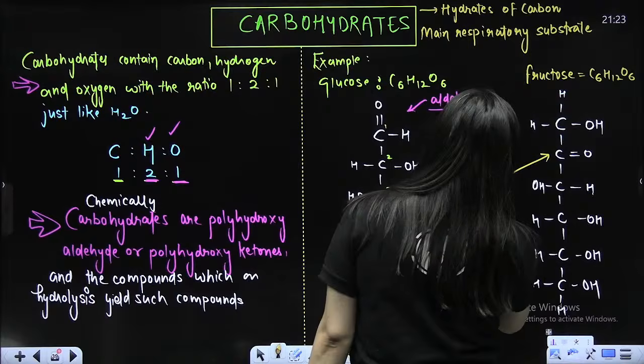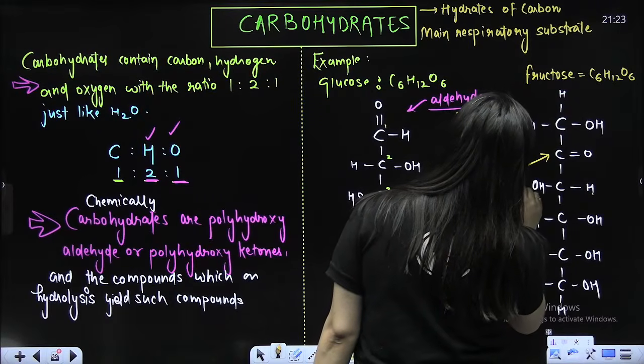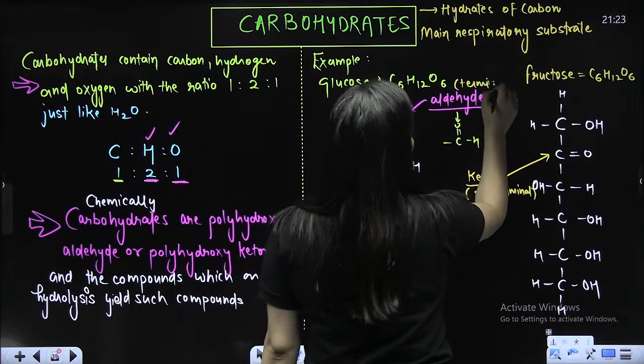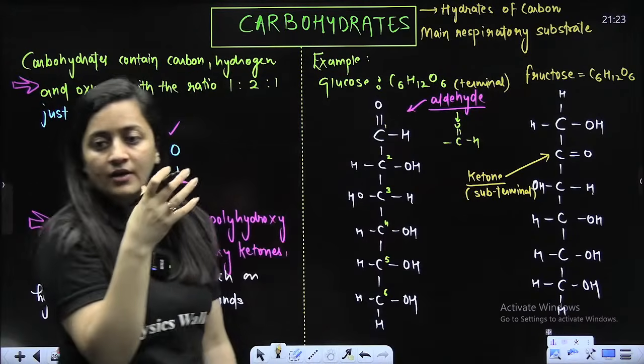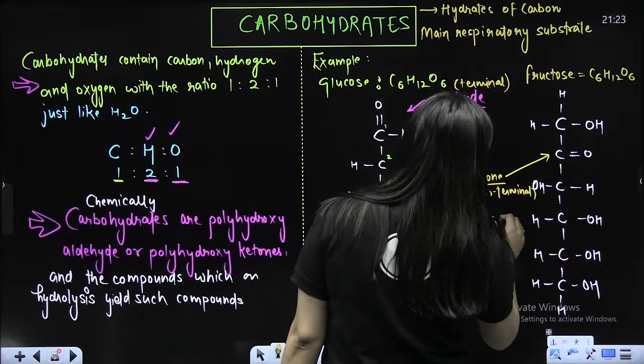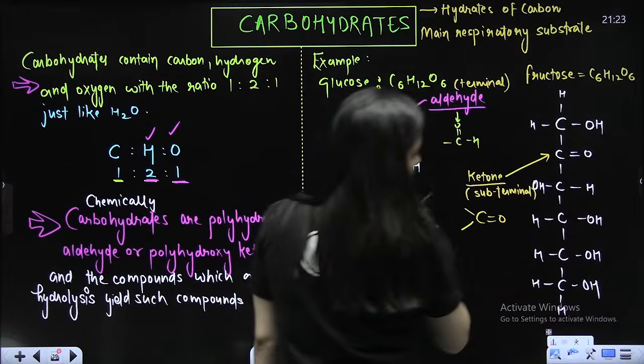So ketone is a sub-terminal functional group. It will not be used at the end. Just say aldehyde is a terminal functional group. You'll use it at the end. It will be here, right? It will not be there at the end. So this is ketone, right? So ketone, C double bond O, this. That's your functional group here.